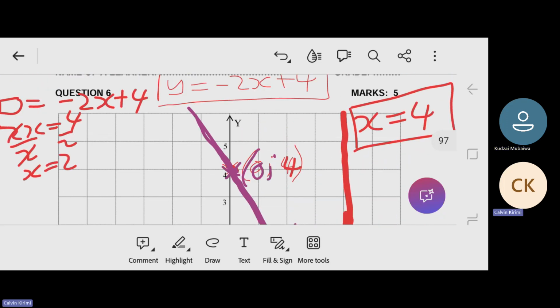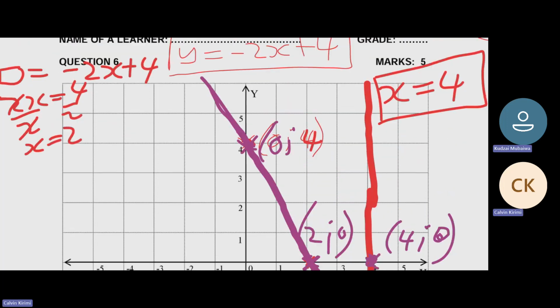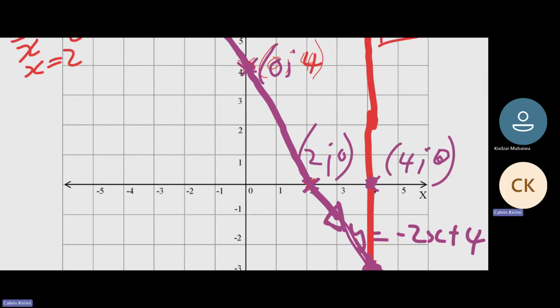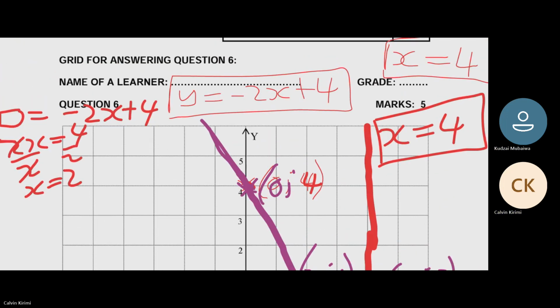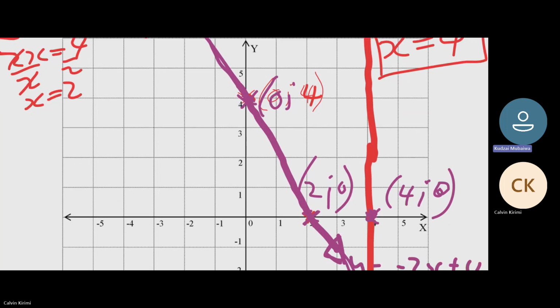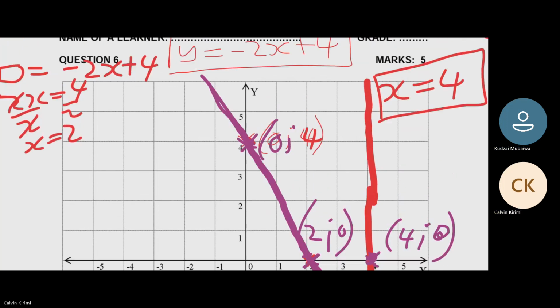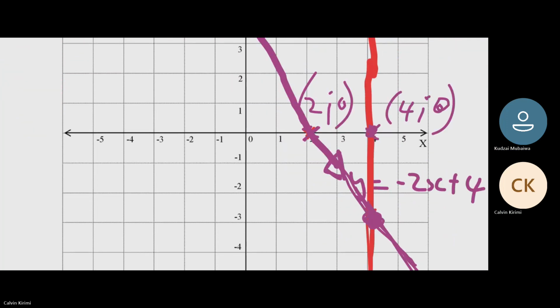Any question? What we have been doing here? Any question? So every time we have to label the graphs. Yes, the graphs must be labeled. And where it's cutting the axis, you must label them. Put your points in coordinate form, x and y. It's fine. Okay, let's move on.